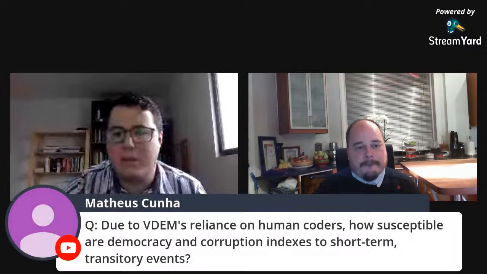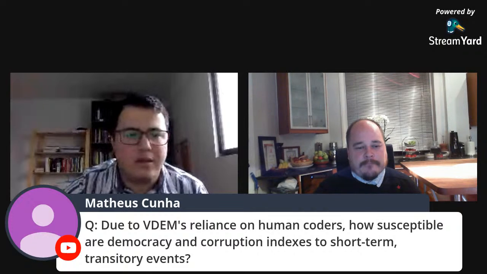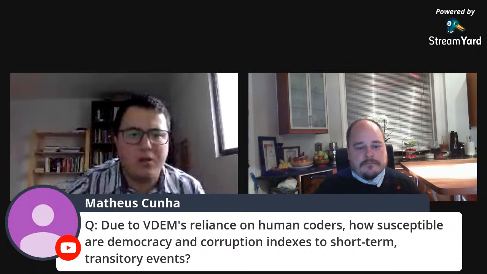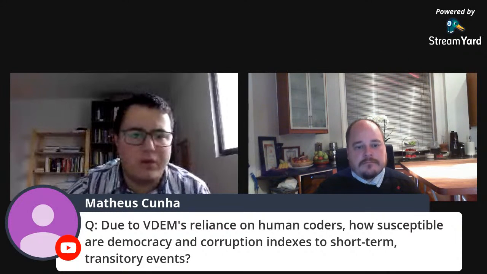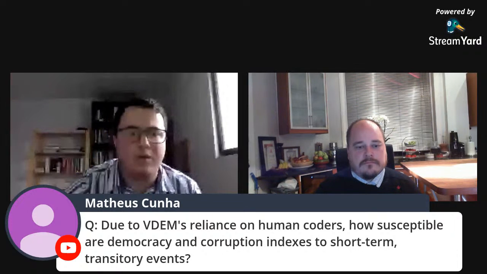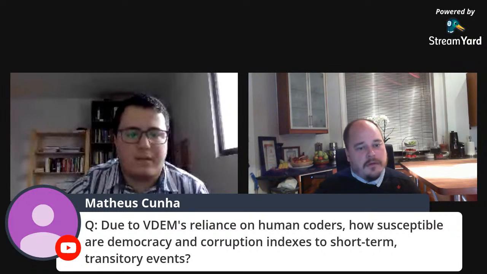Next question is actually another question from Mateus. He's asking, due to V-Dem's reliance on human coders, how susceptible are democracy and corruption indexes to short-term transitory events? That's a super good question.